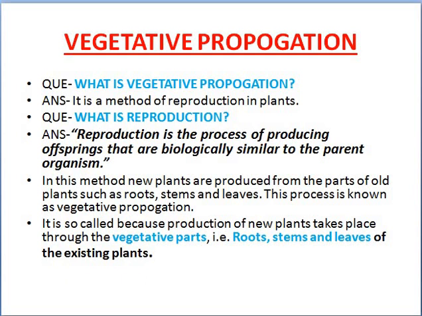What are the vegetative parts? Root, stem, and leaf. These are the vegetative parts. What are vegetative parts? The parts of the old plant or the parent plant which help in the process of reproduction, the parts which will make a new baby plant. So they are called vegetative parts, and there are only 3 vegetative parts: roots, stems, and leaves.